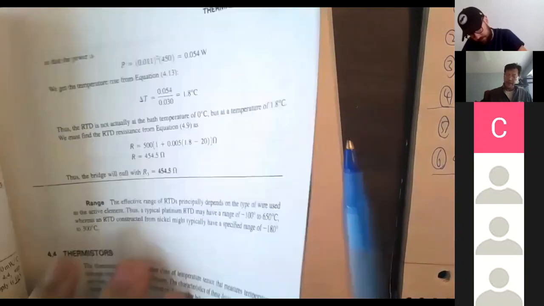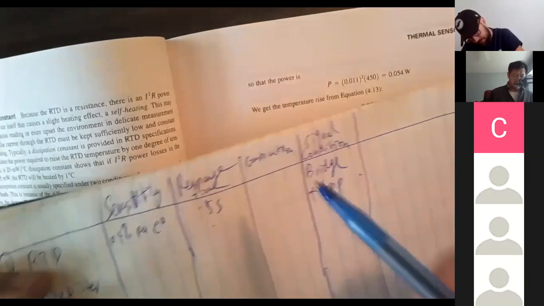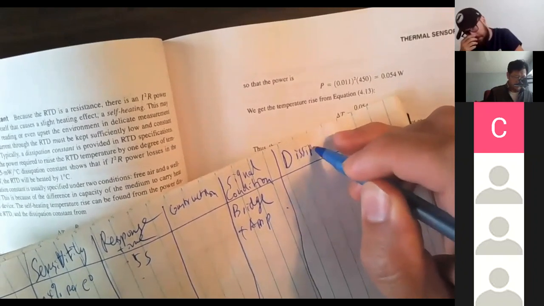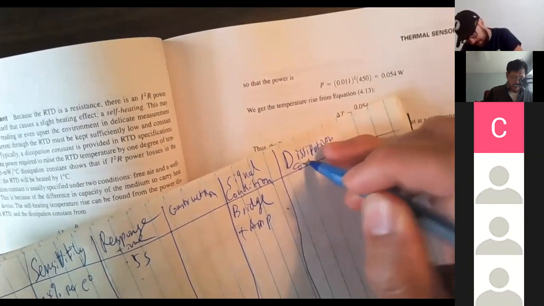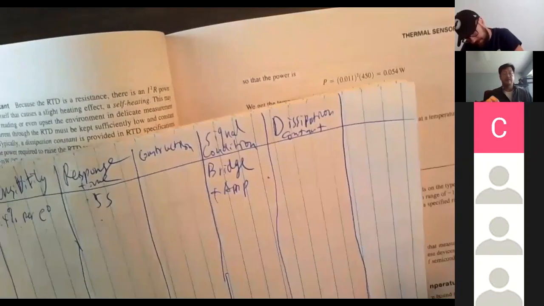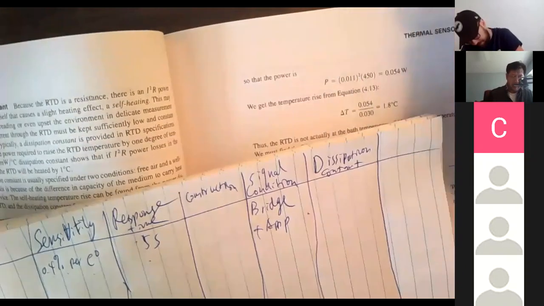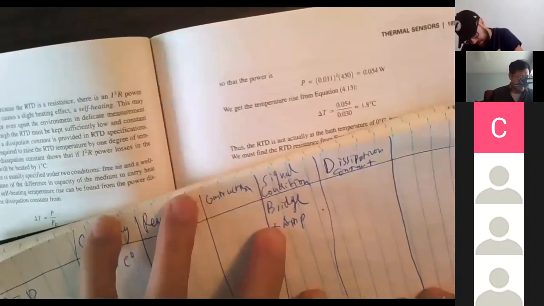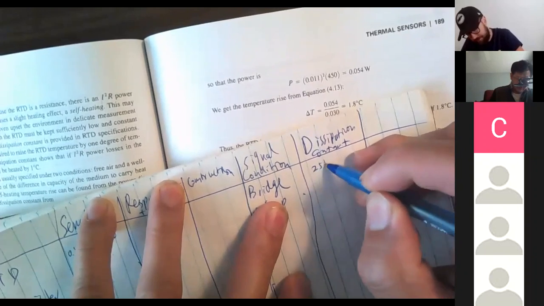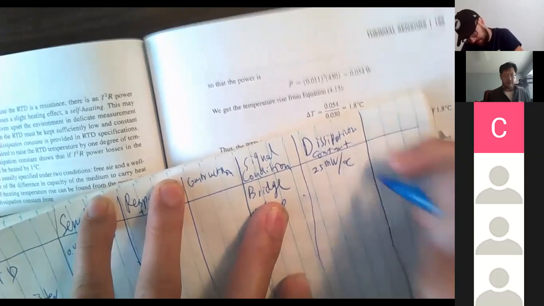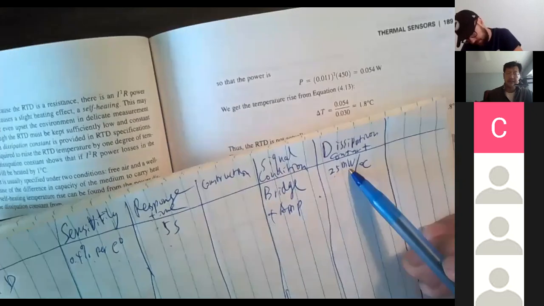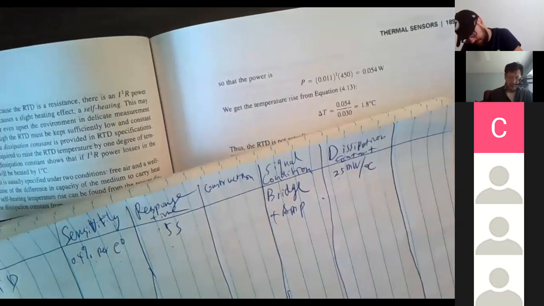The next topic will be dissipation constant. That's another topic we always want to find out. Dissipation constant. What exactly do we mean by dissipation constant? What we mean is how much self-heating it will create. For example, if a dissipation constant is 25 milliwatts per degree Celsius, that means for every 25 milliwatts, the sensor will self-heat itself.